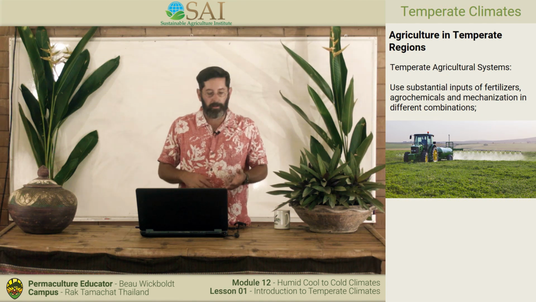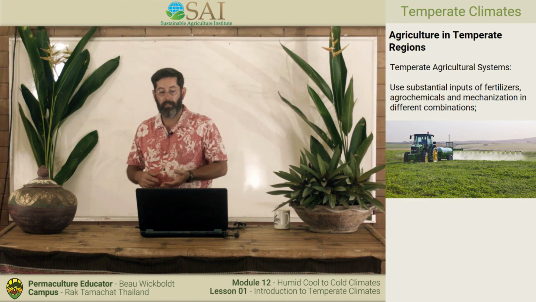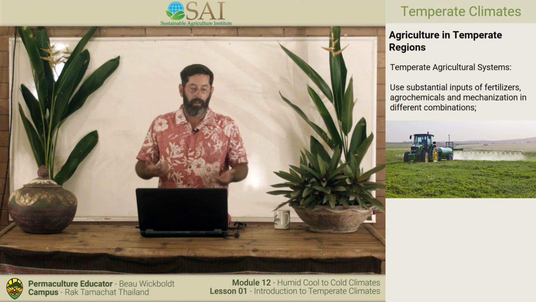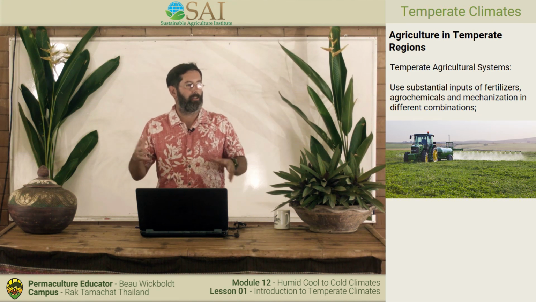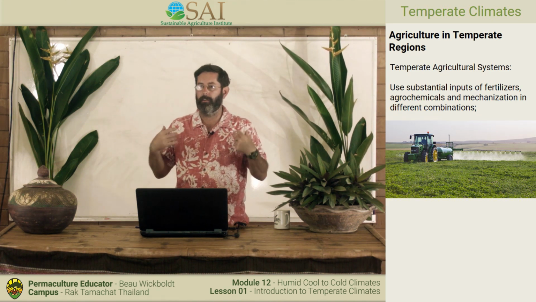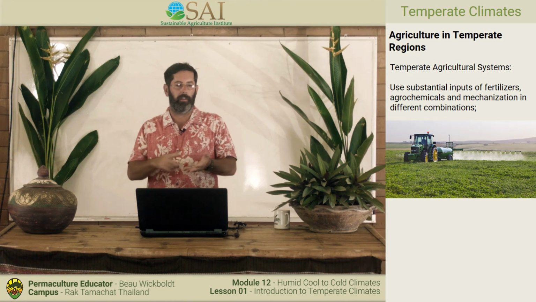Temperate agricultural systems use substantial inputs of fertilizers, agrochemicals, and mechanization in lots of different combinations. So those are very interesting, but from a permaculture perspective, we're going to try to look at how we can not use those.